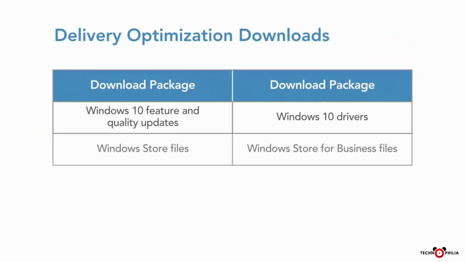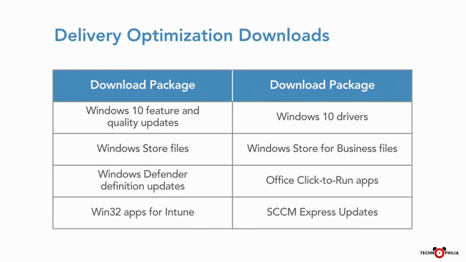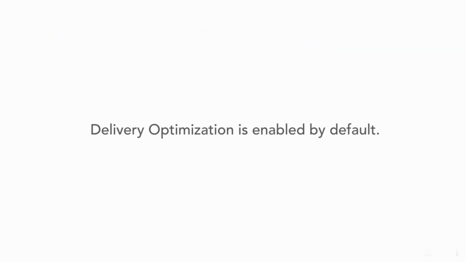Several different types of download packages are supported by the delivery optimization feature, as we can see on screen, as well as Windows 10 feature and quality updates. Delivery optimization also supports Windows 10 drivers, Windows Store and Windows Store for Business files, and Windows Defender and malware definition updates. In this way, you can see it is a useful feature to be considered when provisioning updates and patches. And finally, for Windows 10 Enterprise, Professional, and Education editions, delivery optimization peer-to-peer sharing on the local network, or NAT, is enabled by default.